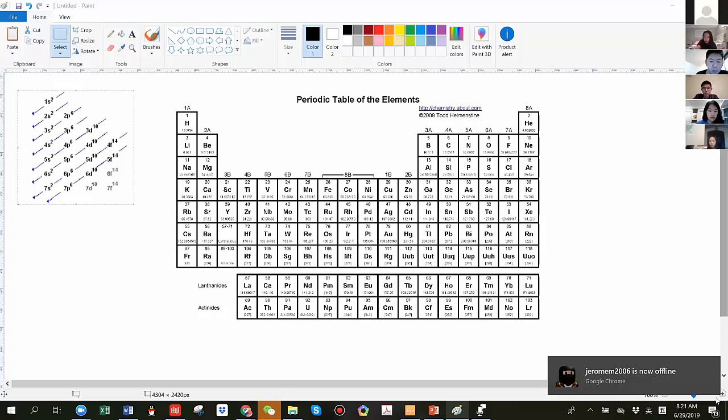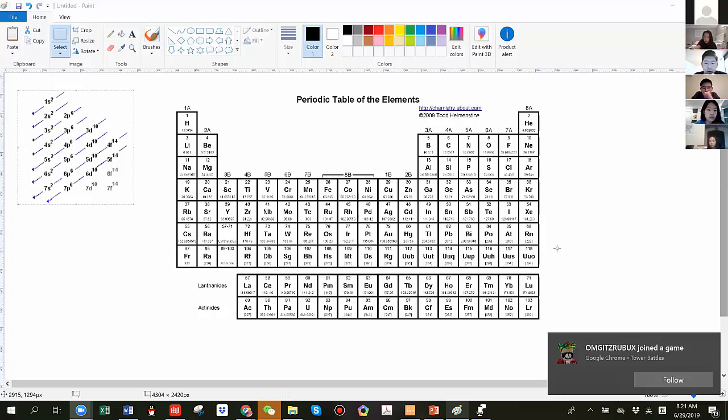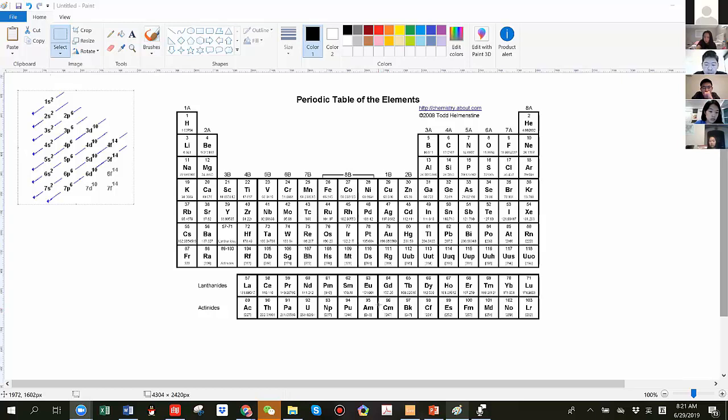Okay, let's do promethium. Promethium is an interesting element. Did you know that there's no stable isotope of promethium? All promethium atoms are radioactive, which is very strange since none of the elements near promethium are radioactive. It's just promethium. So does someone want to give me the electron configuration of promethium?